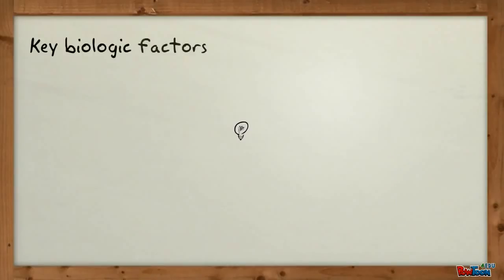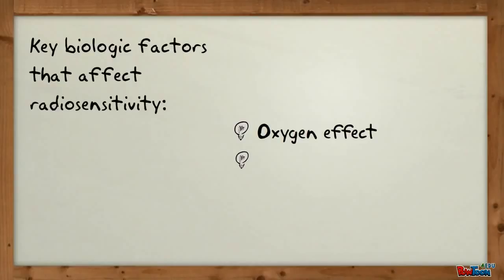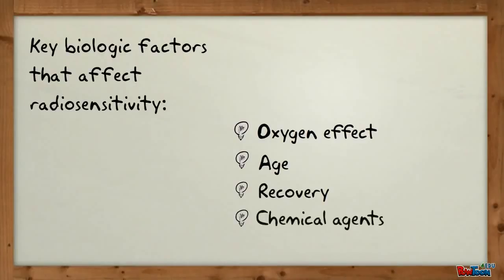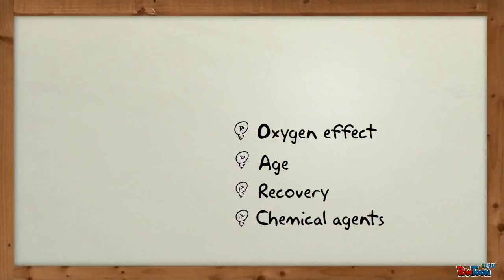Key biologic factors that affect radiosensitivity include the oxygen effect, age, recovery, and chemical agents. The oxygen effect says tissues are more sensitive to radiation in oxygen. Diagnostic X-ray imaging is performed under full oxygenation conditions. The age of the biologic structures affects the radiosensitivity as well, with the newest, youngest being most radiosensitive.